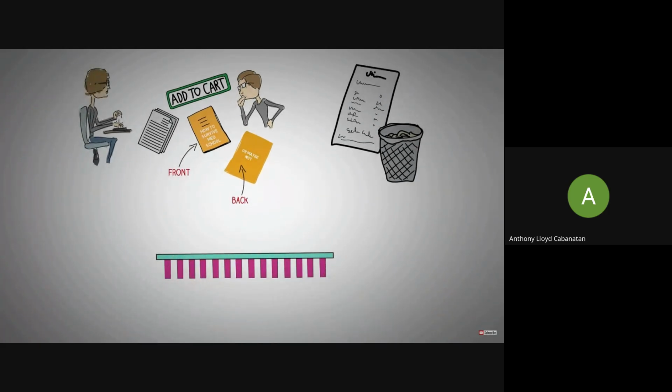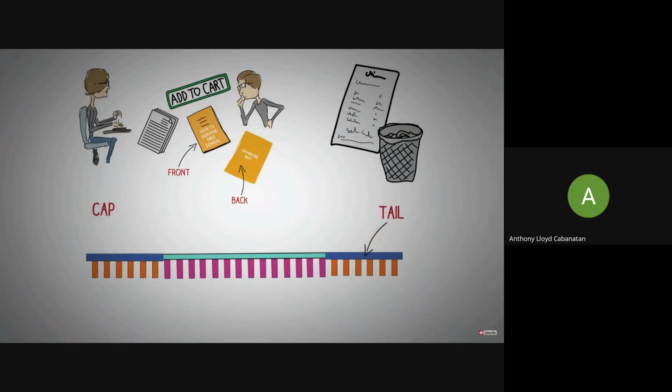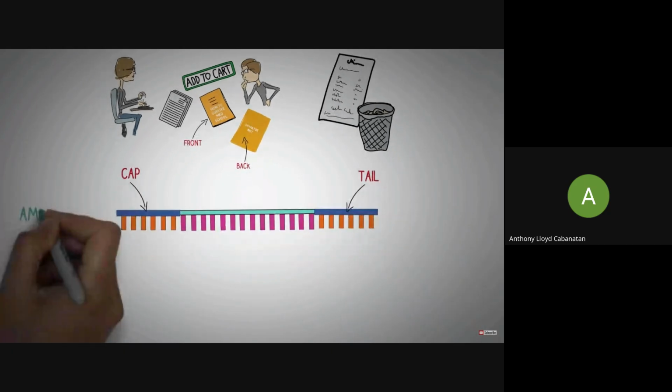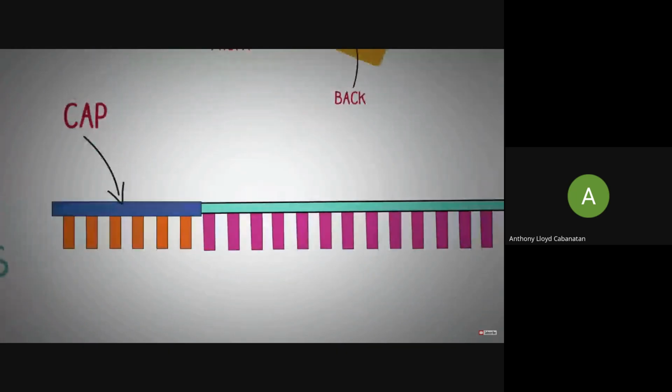The first step involves addition of a cap and a tail to the ends of this pre-messenger RNA molecule. These caps and tails are short sequences that protect the pre-mRNA molecule. The free ends of the pre-mRNA are liable to attack from many enzymes. The cap and the tail cover these ends.